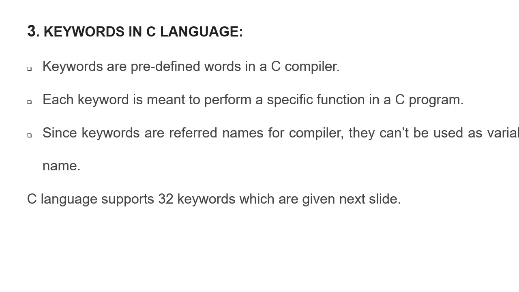Since keywords are reserved names for the compiler, they can't be used as variable names. As I told you, they are not used for variables or other tokens in the C language. The C language supports 32 keywords which are given in the next slide. So we will see what these keywords are.